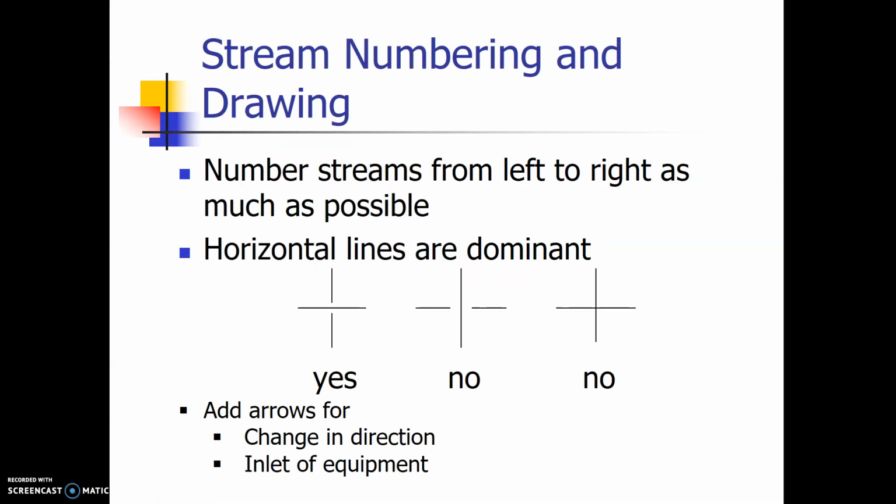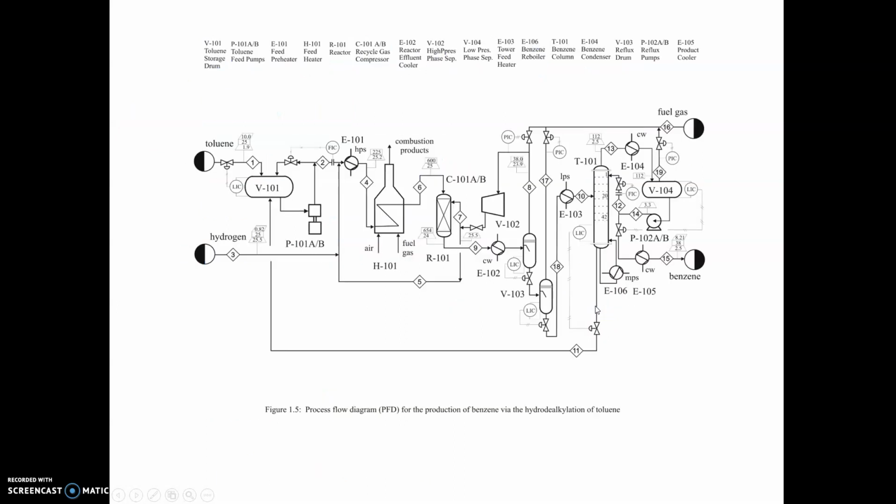Now the stream numbering and drawings. When we draw streams, we always draw the streams from left to right as much as possible, and horizontal lines are dominant. So in other words, this can happen, but not this, and never cross. You want to add arrows for change in direction or inlet for correction, so you're showing them.